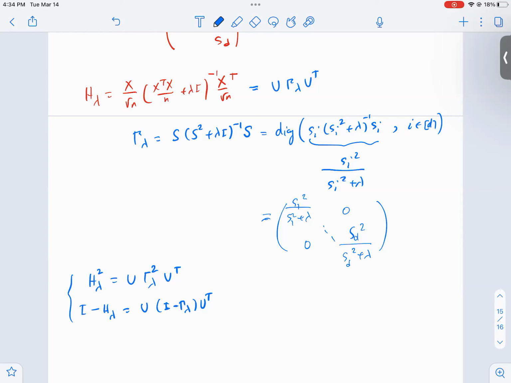I'm going to introduce the notation mu_i is equal to s_i squared. And so this is going to be mu_1 divided by mu_1 plus lambda, up to mu_d divided by mu_d plus lambda.